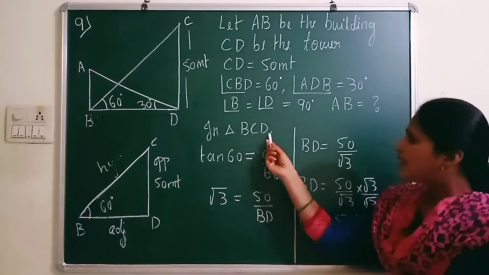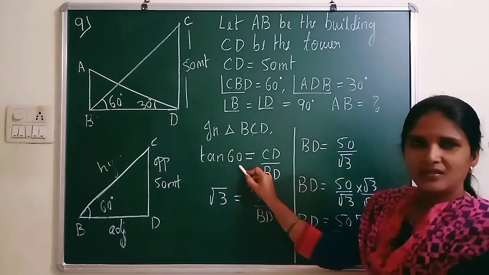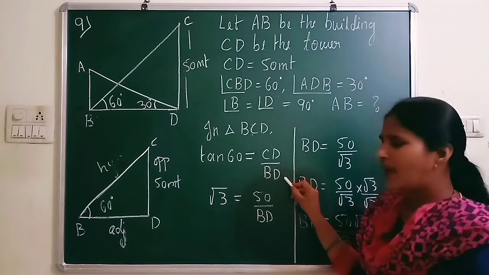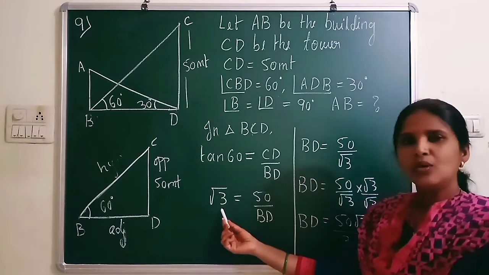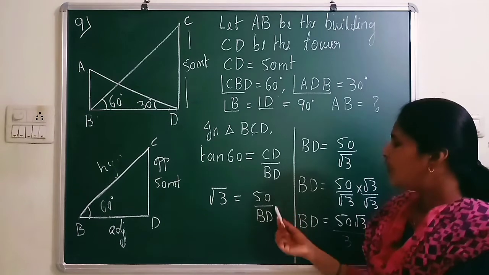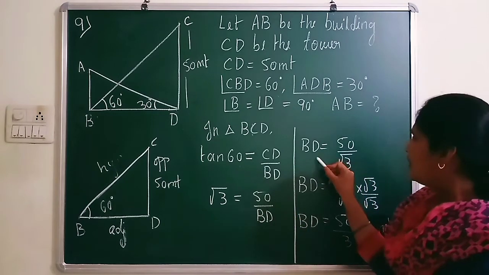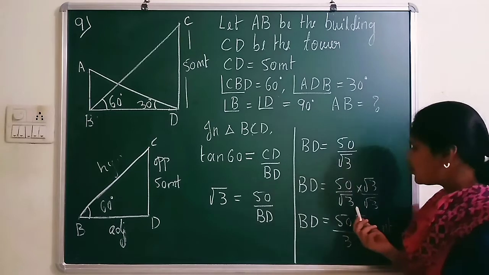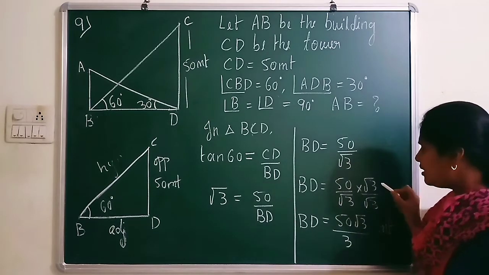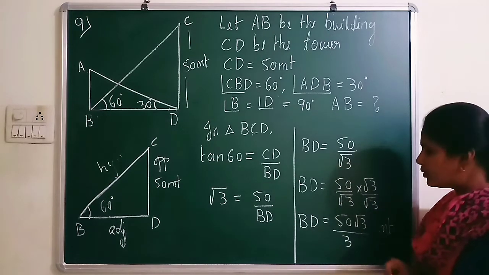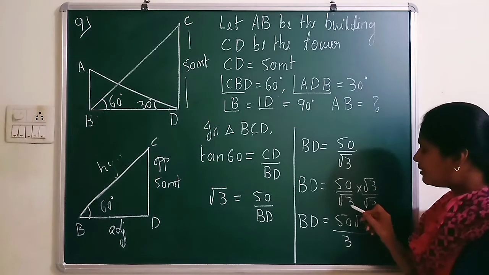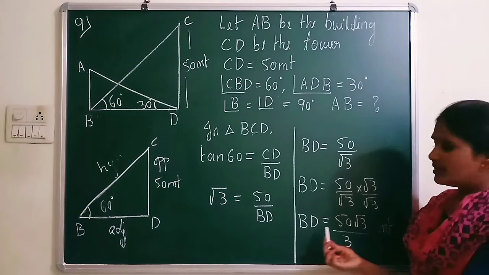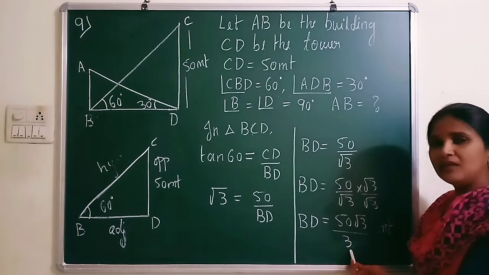Now, in triangle BCD, tan 60, tan is opposite by adjacent, that is CD by BD. What is tan 60? Root 3 equals 50 by BD. And BD equals, cross multiply, we get 50 by root 3. So, as usual, rationalize the denominator, multiply and divide it by root 3. 50 root 3 divided by root 3 into root 3 is 3. So, we got the value of BD is 50 root 3 by 3.